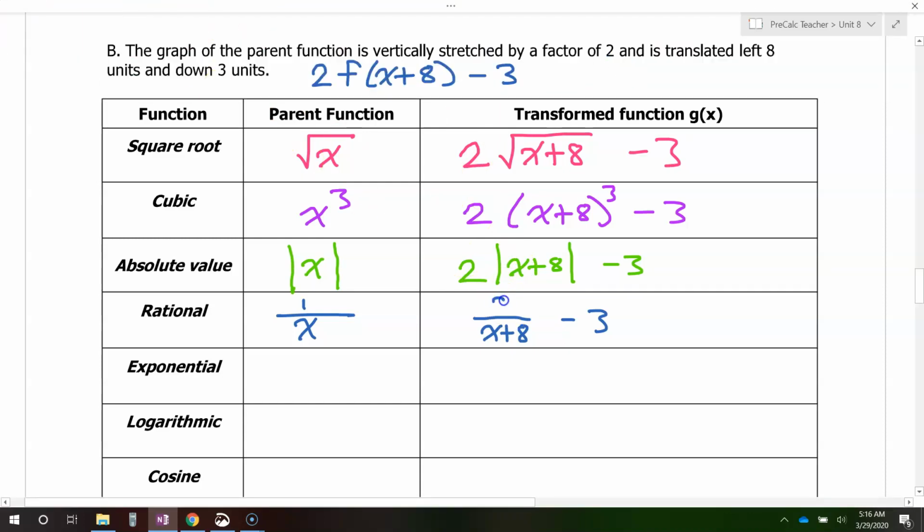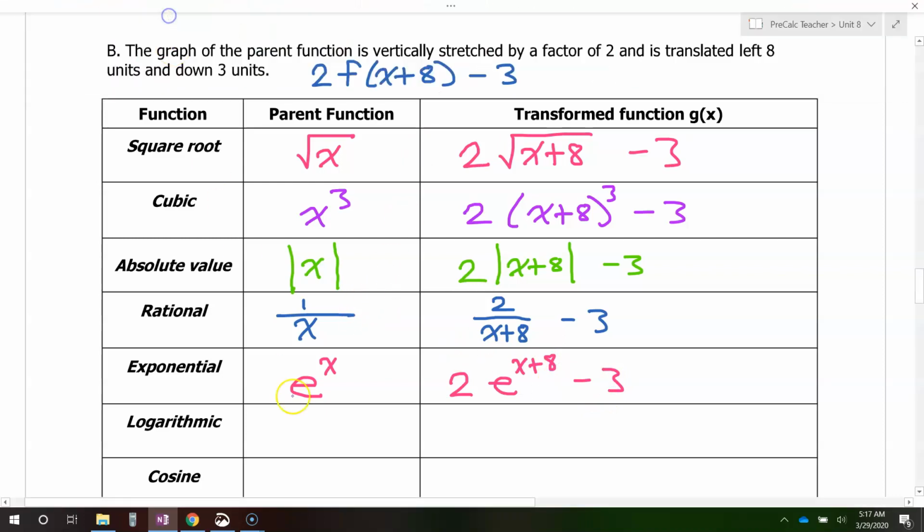All right, so that was a little bit different. That's what it will look like. A vertical stretch by a factor of 2 is just going to be a 2 up there. Back to exponential. Remember that's e to the x power. With the transformations, I'm going to have the 2, and then my e to the x plus 8 power, and then the minus 3.